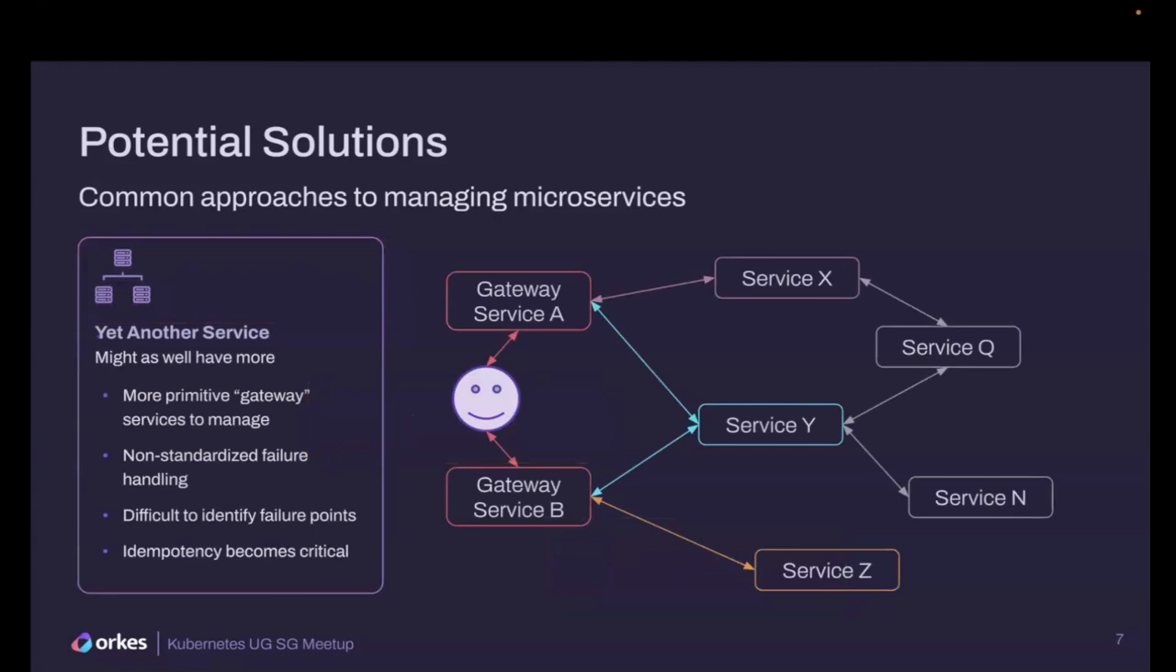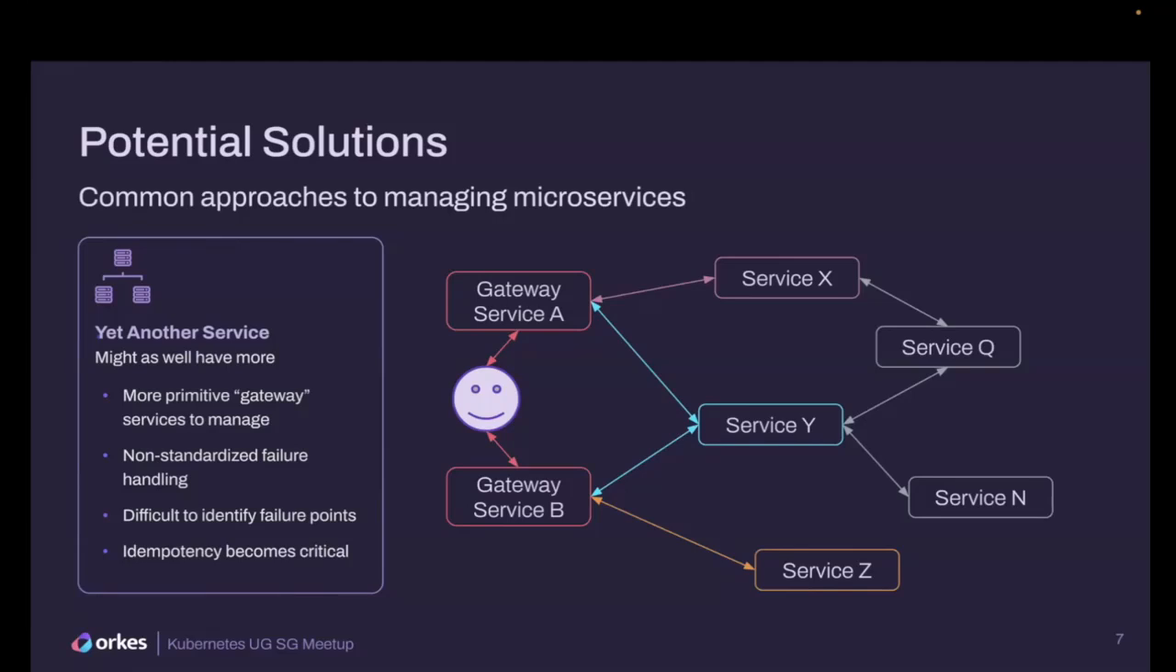So with yet another service, this is what it'll look like, right? You have one service that calls what we call gateway services, and these services do nothing but basically call other services as well. This is the more primitive way that a lot of people are doing it in order to enable end-to-end services. It's difficult to handle because failure handling is not consistent. That's the number one problem.